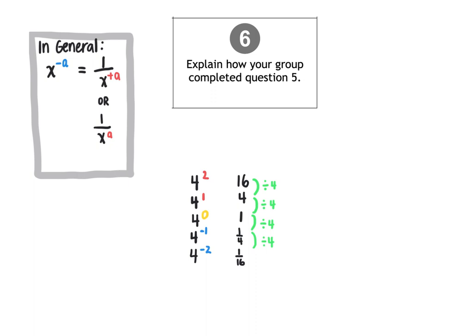We could extrapolate that the next entry of 4 to the power of negative 3 would be 1 over 4 to the power of positive 3. This can help us to understand where the formula we used in question number 5 comes from. And then we can use it in the future to help us whenever we have a negative exponent within our power.